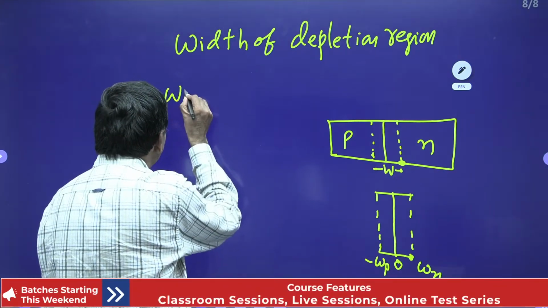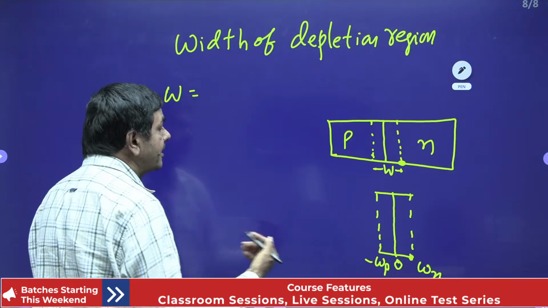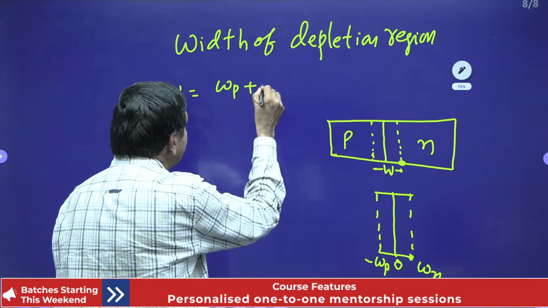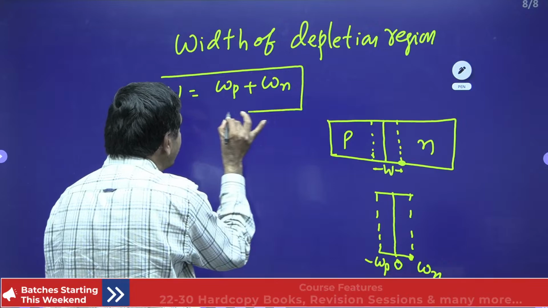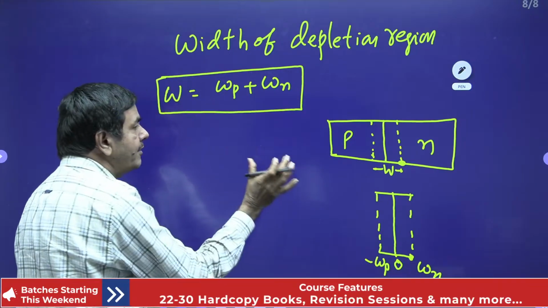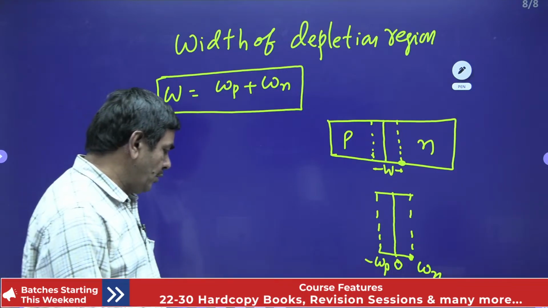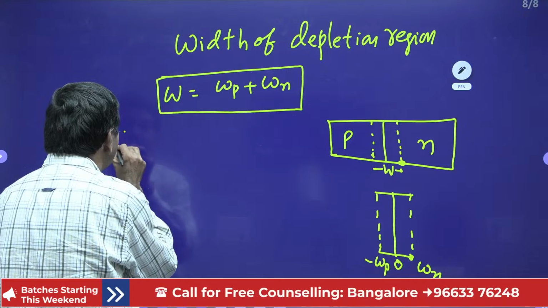The width of the depletion layer or depletion region can be calculated by Wp plus Wn. This formula is also acceptable to find the width of the depletion region. And how can we determine Wn?